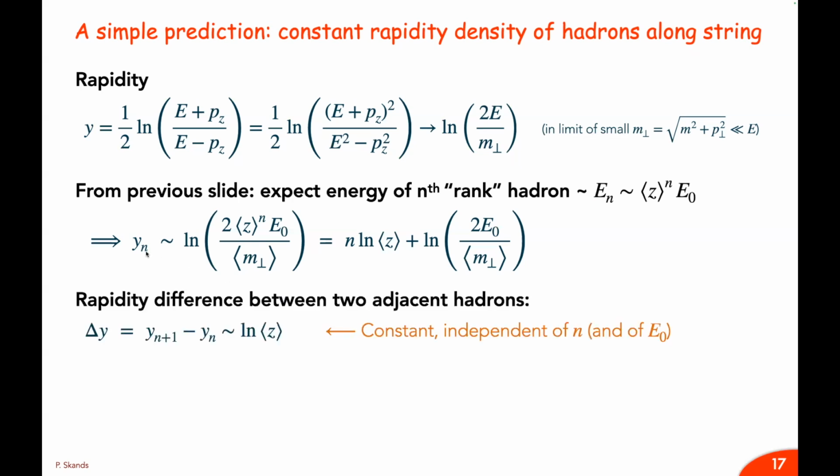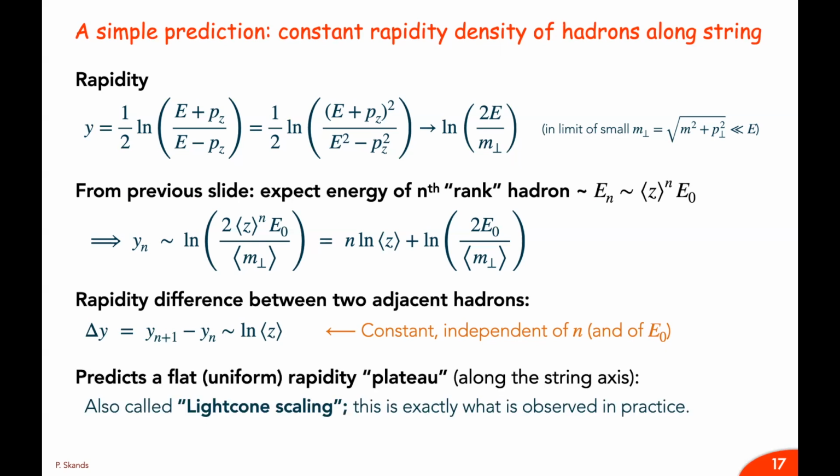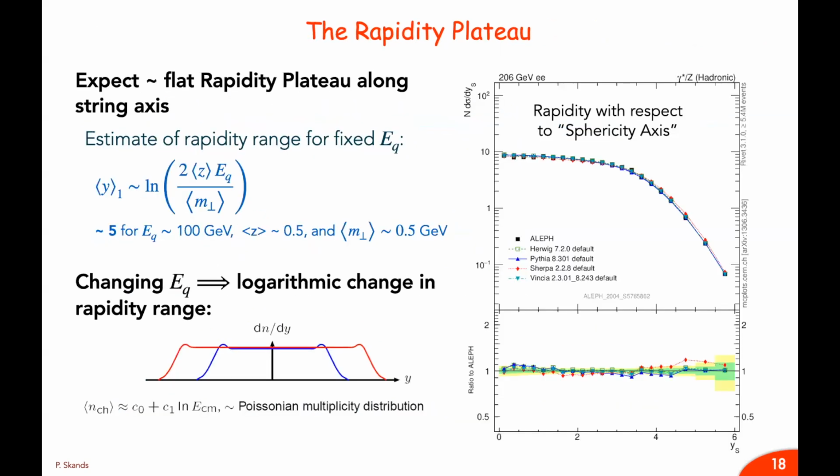So if we take the difference between two hadrons anywhere along the string, we see that that is just the log of the average z. So that is independent of n. So this is just a constant difference always. So we expect that the density of hadrons in rapidity is constant. We expect a plateau, a flat distribution of hadrons in rapidity coming from the fragmentation of a string, where that's independent of n and E0. That's also called light cone scaling because it's actually the light cone momentum that we take. And that's exactly what's observed in practice.